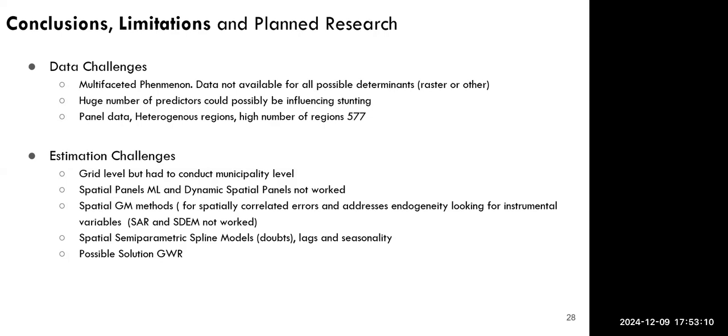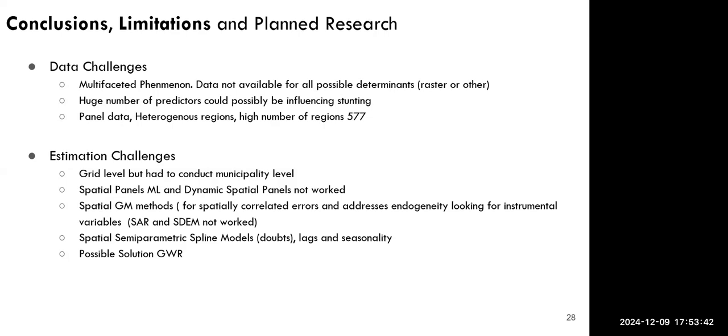I already mentioned that I started with spatial panels maximum likelihood. It didn't work. Then I switched to dynamic spatial panels, which consider both temporal and spatial effects. It didn't work. Then I switched to spatial GM methods, which worked. They are suited for data sets which exhibit spatially correlated errors, and they also try to address heterogeneity.